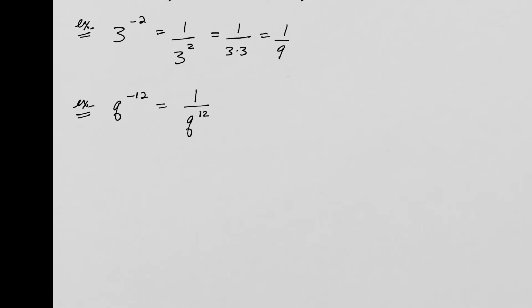If I had, say, negative 7y to the negative 1, then you have to be a little careful here. So the negative out front stays, that's not part of the power. And then what this says is this is the same as 1 over 7y to the positive 1. But remember, what's 7y to the positive 1? That's just 7y. So this would be negative 1 over 7y.